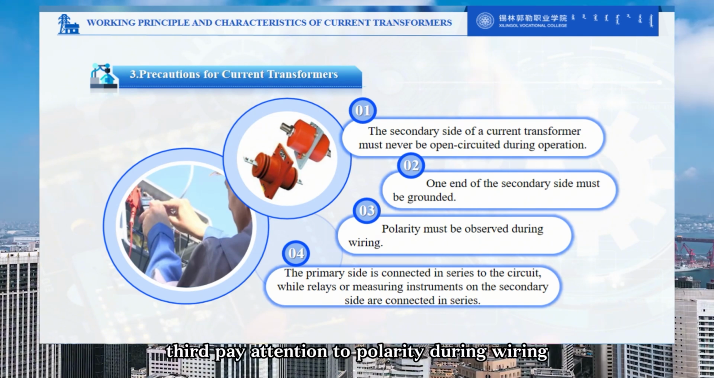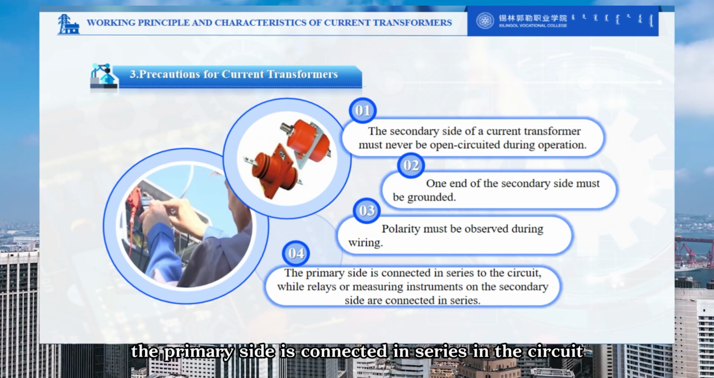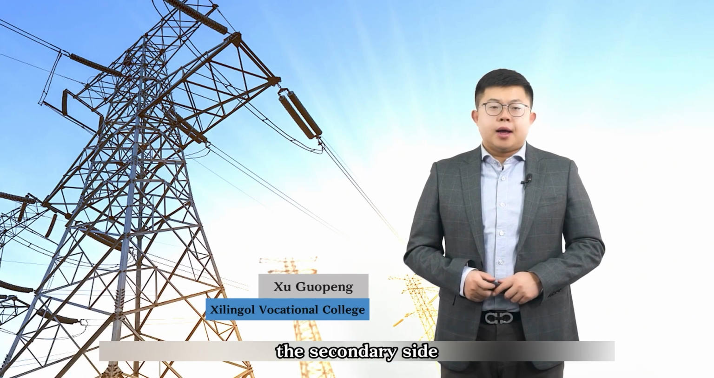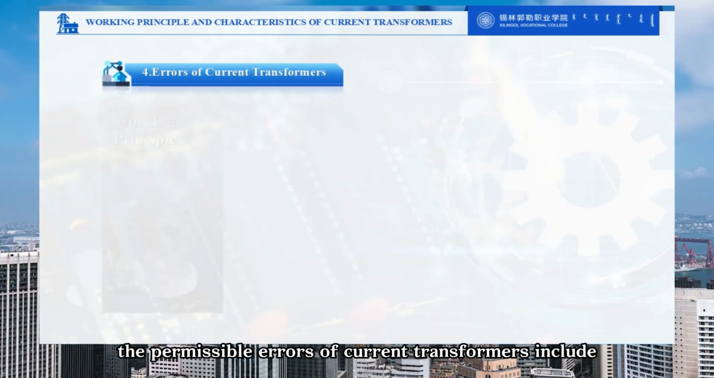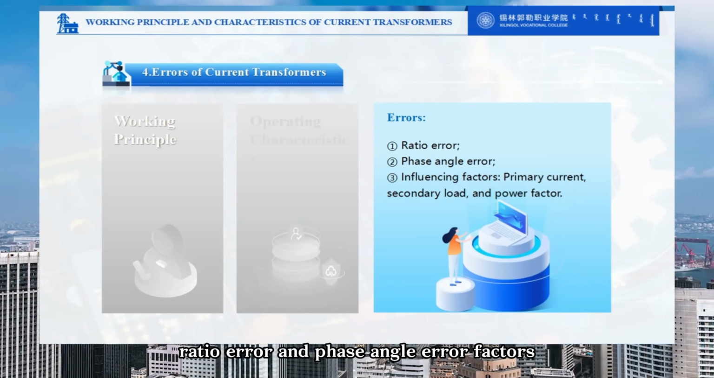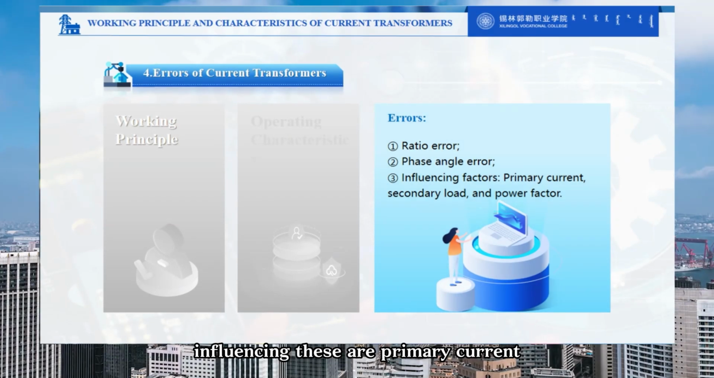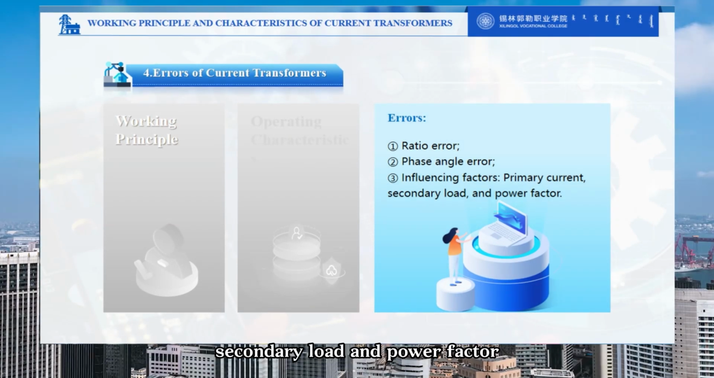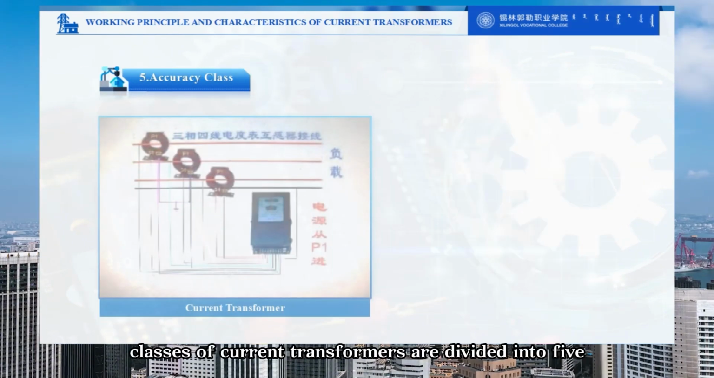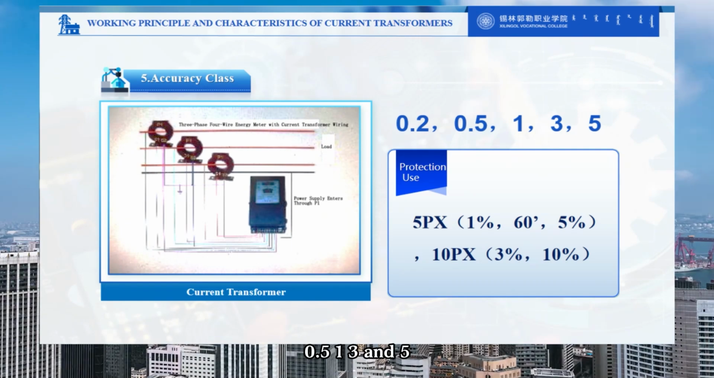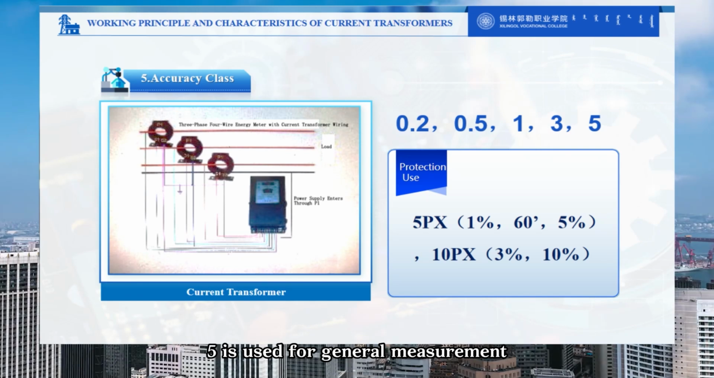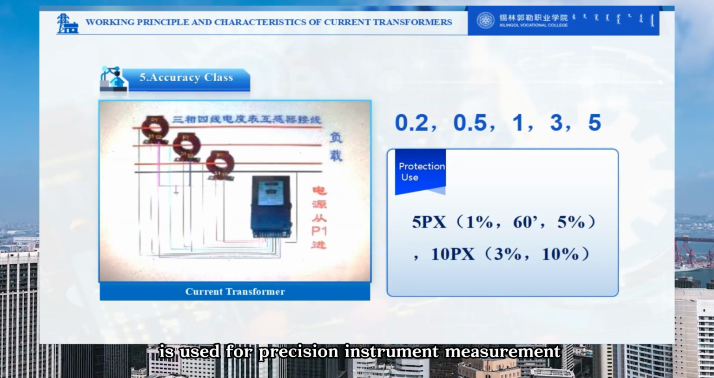Third, pay attention to polarity during wiring. The primary side is connected in series in the circuit. The secondary side is connected in series with relays or measuring instruments. The permissible errors of current transformers include ratio error and phase angle error. Factors influencing these are primary current, secondary load, and power factor. The accuracy classes of current transformers are divided into 5 classes: 0.2, 0.5, 1, 3, and 5. Among these, accuracy class 5 is used for general measurement, while accuracy class 0.2 is used for precision instrument measurement.